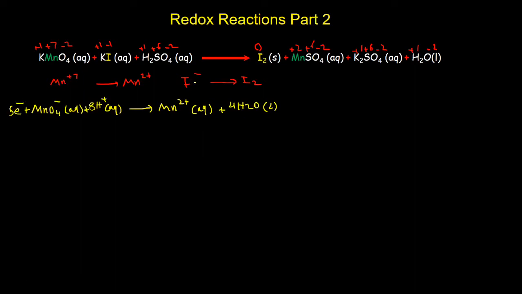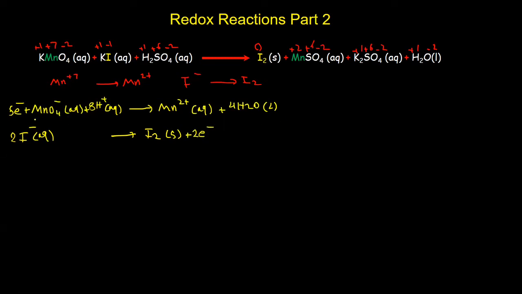Right now we look at the other one. I- changes to I2 solid, from -1 to 0. First, if we balance the atoms, we have 2 I here, so I add 2 I- on this side. Right now, I have 2- here and 0 here. So I add 2 electrons here.